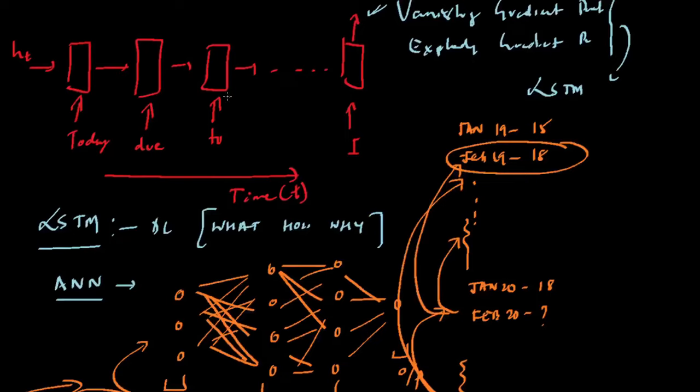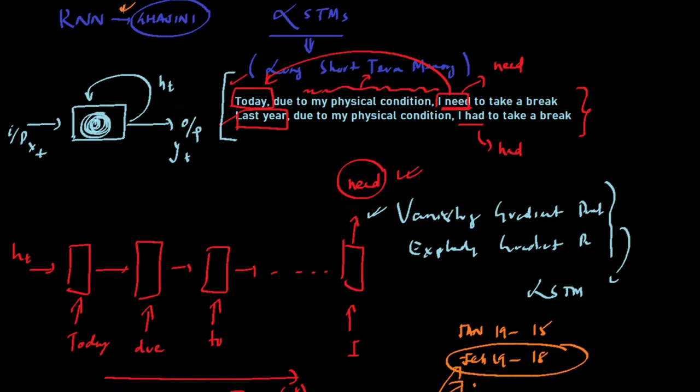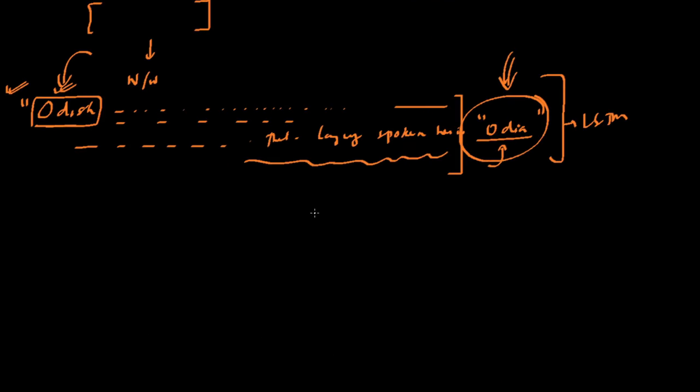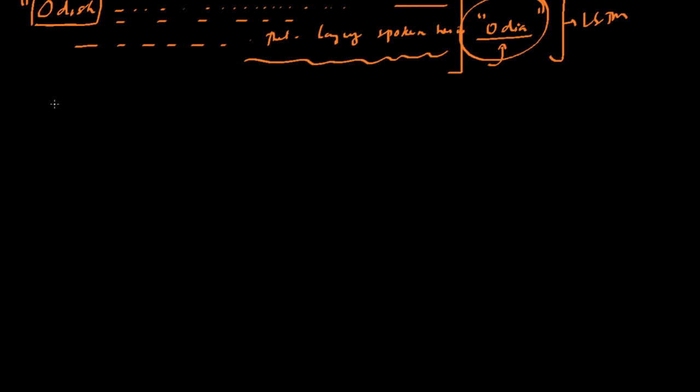Same like Ghazni, as I told you in the beginning, RNN has a problem of forgetting important and older words, long-term memory words. So how does an LSTM architecture look like? We will jump into an LSTM architecture. Let's try to draw the architecture of RNN.